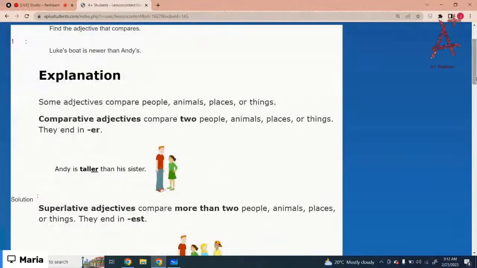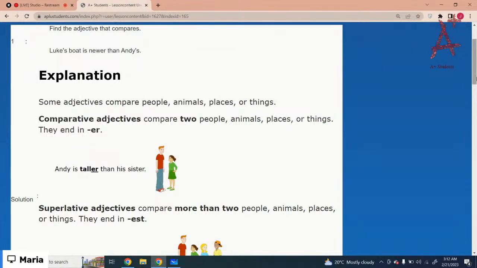Got it? Comparative adjectives compare two people, places, animals or things. They end in er. So if it is ending with er, that means it is the comparative adjective. Got it? Then superlative adjectives compare more than two people, places, animals or things. They end in est. So if it is ending in est, that means it is the superlative adjective. Got it?